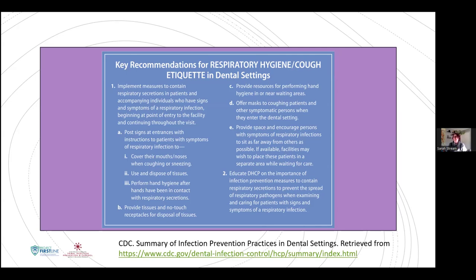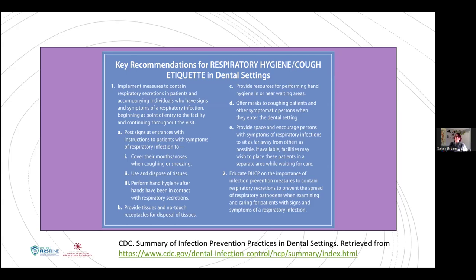Another thing you can do is screen your patients. And this can be as simple as asking them if they have any respiratory symptoms during their appointment reminder call or when they walk in the door to check in. And if they do have symptoms, it may be best to reschedule them.